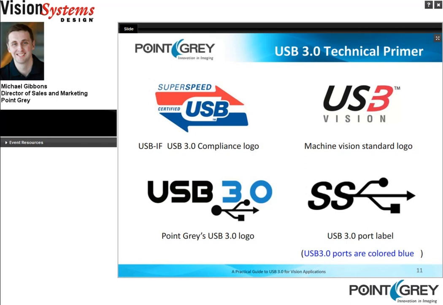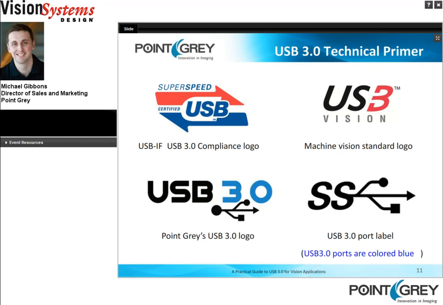And then a quick thing on logos. You may have seen a few different logos out there. The first is the SuperSpeed certified USB logo. This is a logo that devices that have gone through the USB 3.0 compliance process would be able to use on their devices or in their marketing materials, that kind of thing. You won't typically see this logo used in our industry. Not many devices are SuperSpeed USB certified.